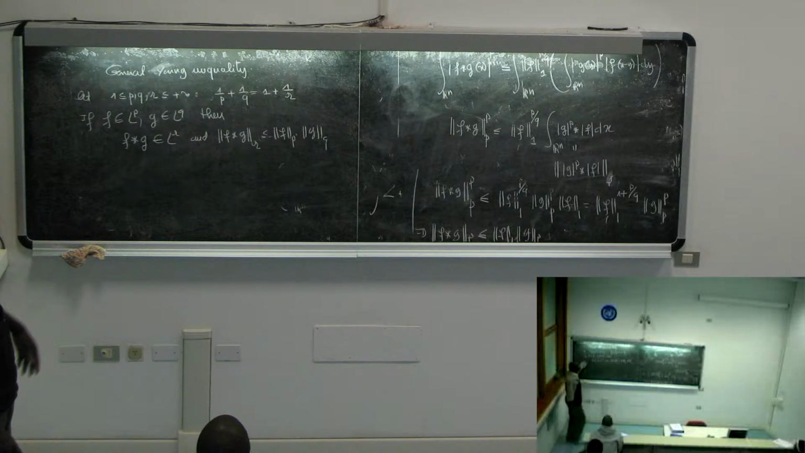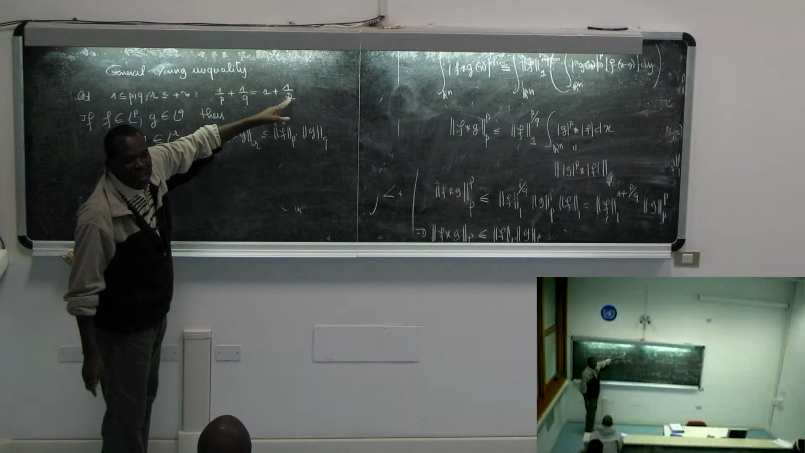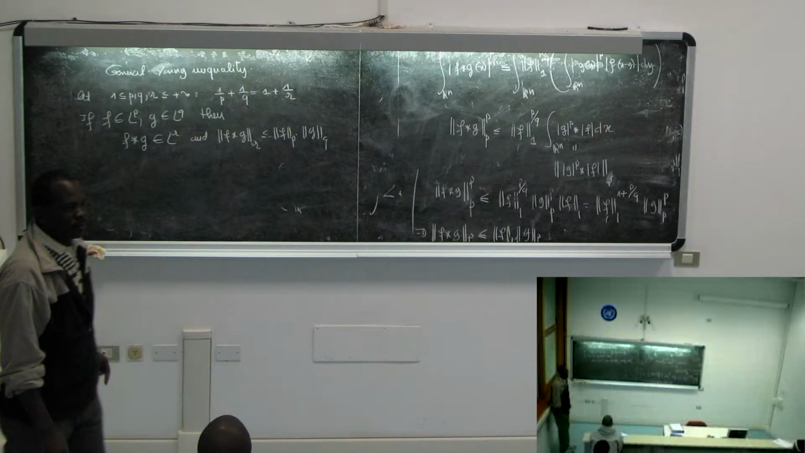Look at, for example, if Q is the conjugate of P, so it means that 1 over P plus 1 over Q is 1. So it means that 1 over R is equal to what? 0. So it means that R is equal to what? Infinity. R is equal to plus infinity. So if F is in LP and G is in LQ and P and Q are conjugate, then the convolution product is in L infinity. We can see all these cases.